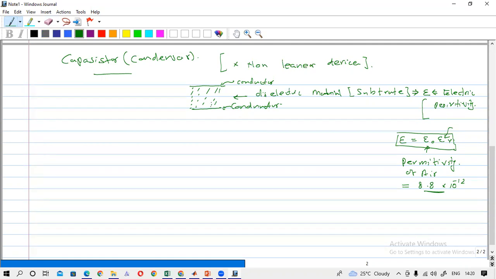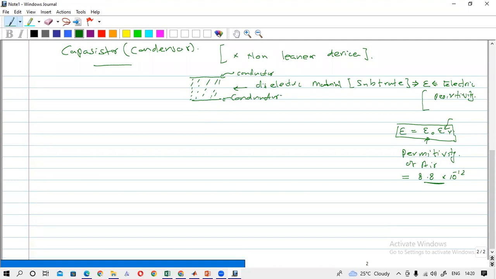Okay, so that is normally a capacitor. So we will see the operation of the capacitor. Here we have one plate and here we have another plate. Here we have a dielectric material, maybe air or any other dielectric material.